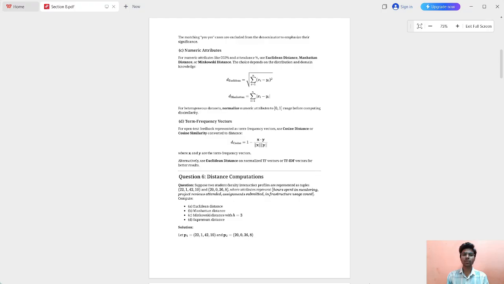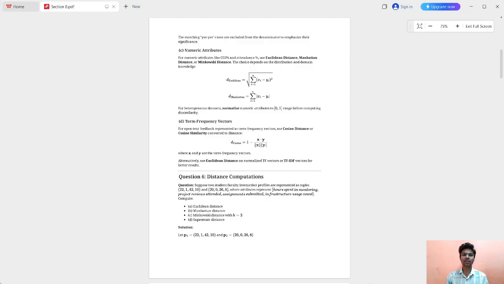C. Numeric attributes. For numeric attributes like CGPA and attendance, use Euclidean distance and Manhattan distance or Minkowski distance. The choice depends on the distribution and domain knowledge. The formula is Manhattan and Euclidean. For heterogeneous datasets, normalize numeric attributes to the 0 to 1 range before computing dissimilarities.